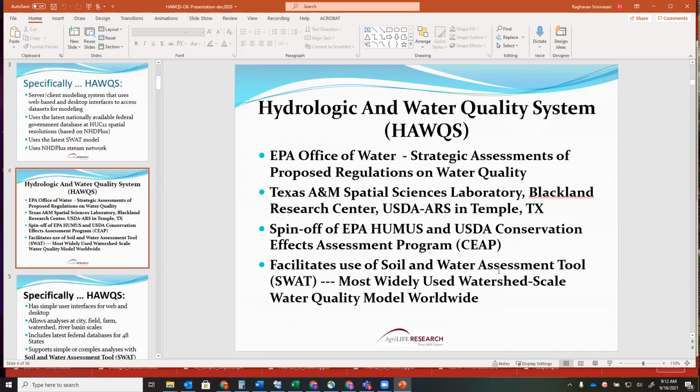It's work that has been going on for the last 30-plus years. EPA is a major integral part of this development process. And of course, Texas A&M with USDA ARS at Temple, Texas, are, I would say, the major backbone for this platform's development. It all got started because of a USDA NRCS project, which is currently called SEEP. It used to be called HUMUS in the past. So it's spun off of that project.